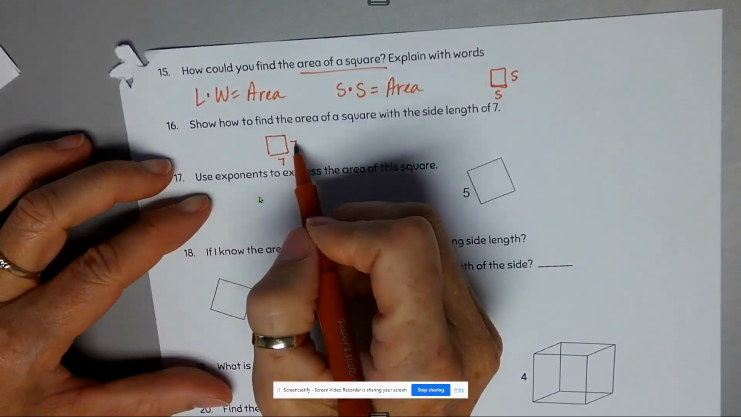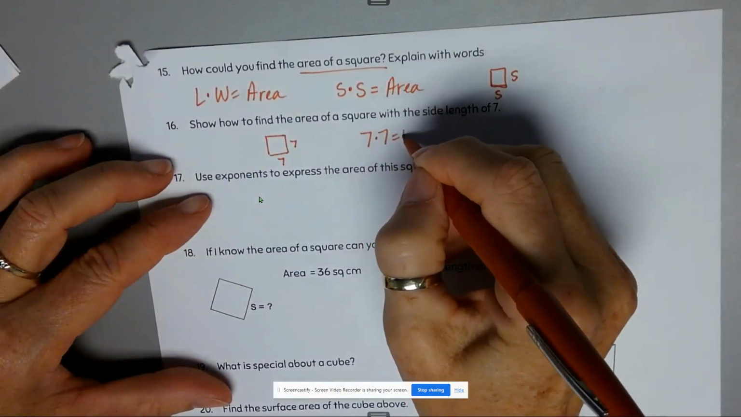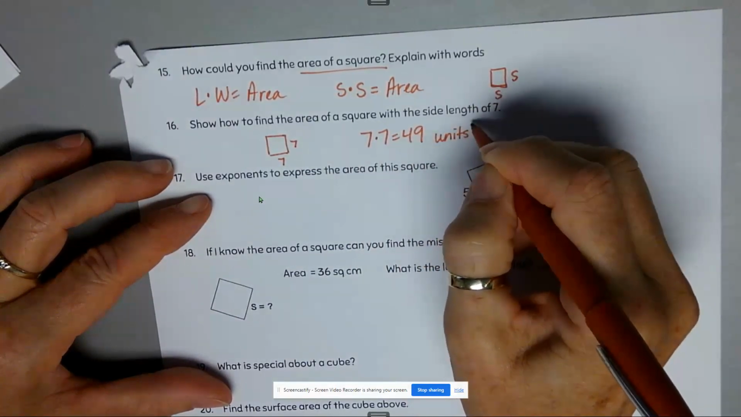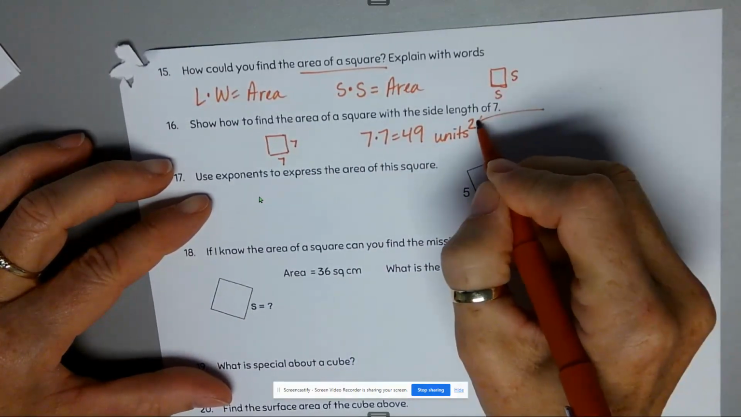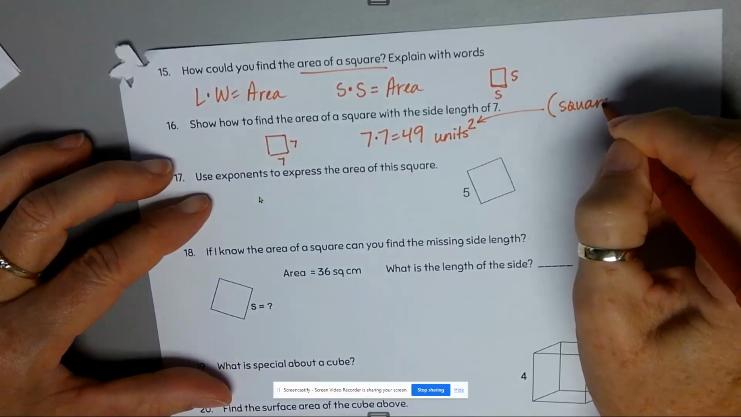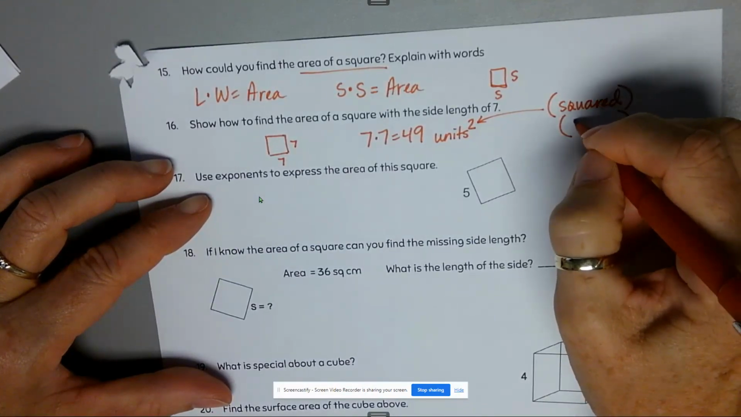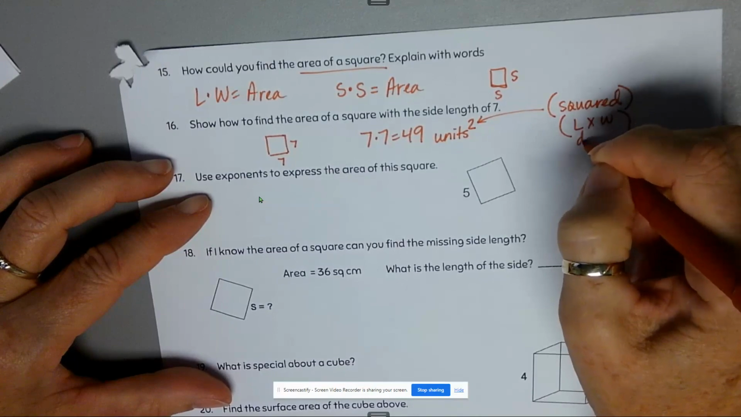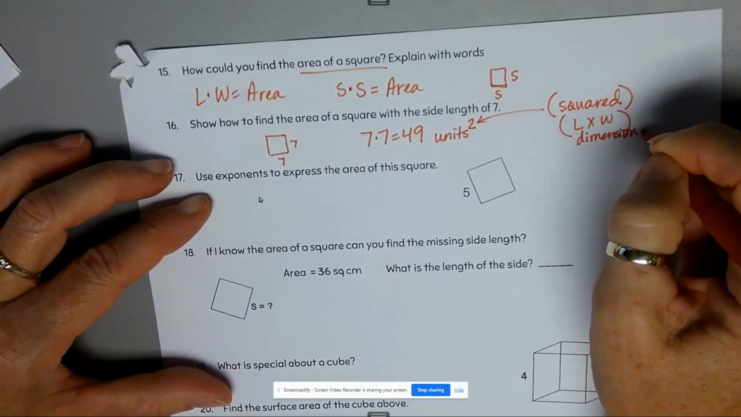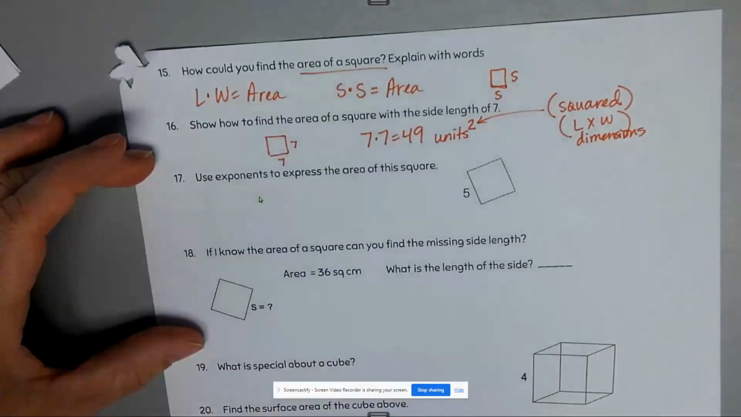So I know if one side is 7, the other side has to be 7. 7 times 7 is 49, and the units are squared. That 2 tells you that it's squared. And it's because two things are being multiplied, length times width, 2 dimensions. So a 2-dimensional figure has a little 2. Use exponents to express the area.